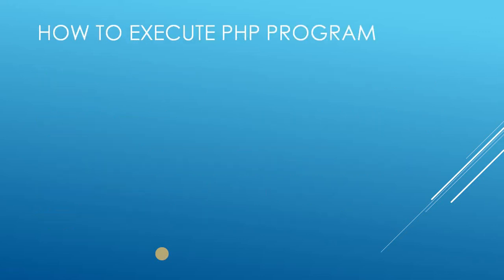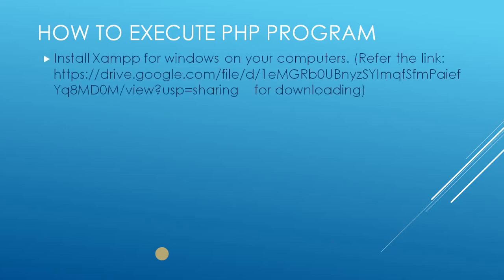How to execute a PHP program? Before executing a PHP program, you have to install XAMPP for Windows on your computer. Now here you can see there is a link provided. You can refer to this link for instructions on how to download your XAMPP.